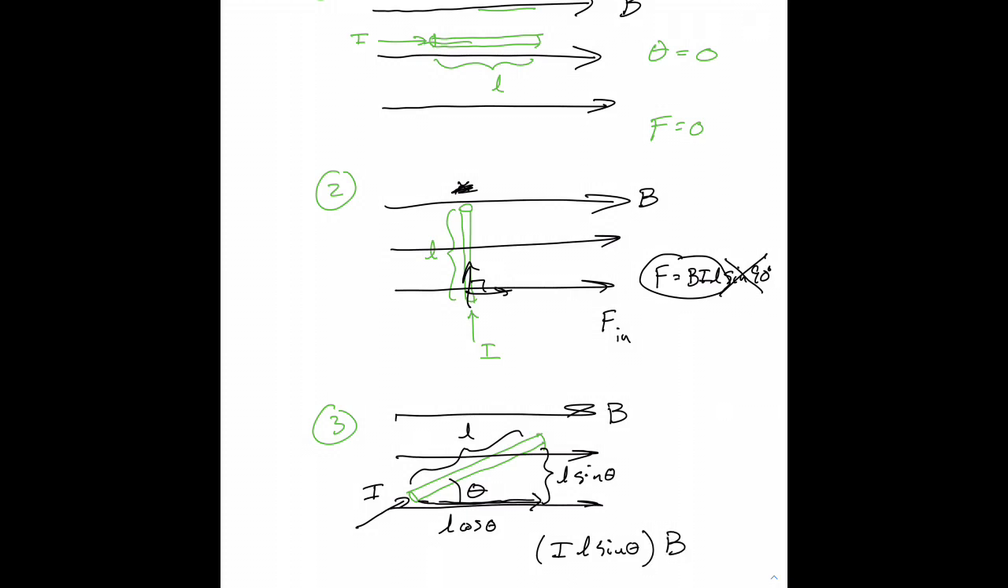So if we take the product between I, L sine theta, and B, we get a force that still points inward, okay? Point your fingers in the direction of magnetic field, and instead of pointing your thumb in the direction of the current, point your thumb in the direction of the component of the current perpendicular to the field. So we get force inward and equal to BIL sine theta.